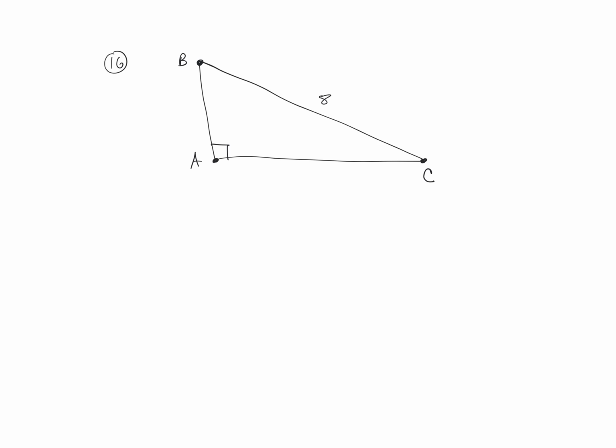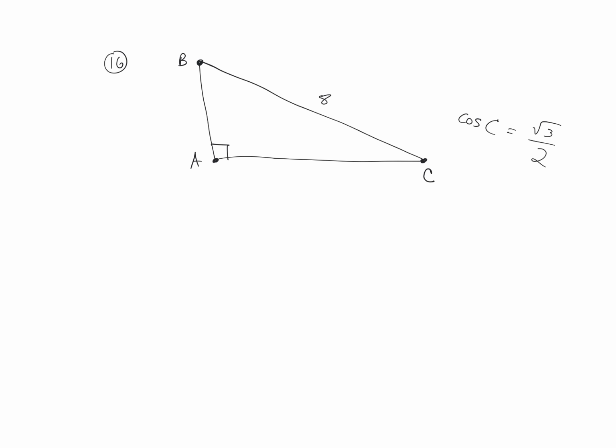Number 16 gives us the following triangle, and it gives us some information. It says that BC is 8. Well, we know that from the drawing. It also says that the cosine of x degrees is root 3 over 2. And that should trigger something in your memory. We have the cos of C is equal to root 3 over 2.